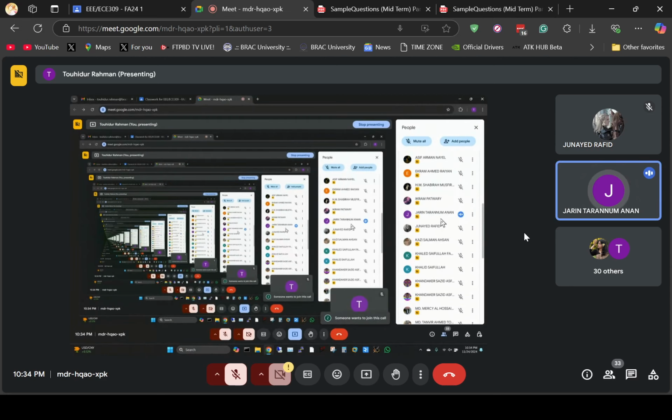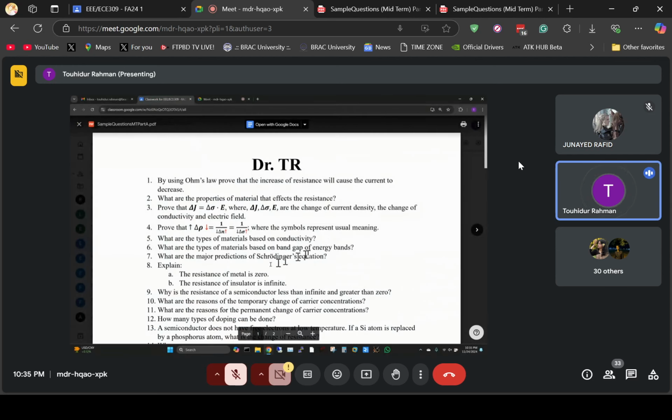Zarin Tarannum Anan. Sir, would it be possible to discuss question 7? Sure. So let's see. Question 7. What are the major predictions of Schrödinger equations? I don't remember which lecture that was. The major prediction for Schrödinger equation is that the electrons will occupy different energy bands. In a potential well, the electron will occupy different potential bands. That is the major prediction.